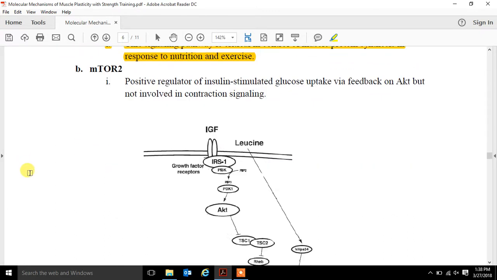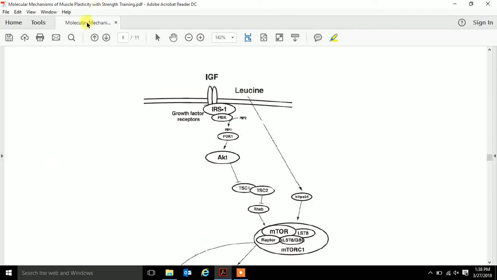So, I like figures and I like pounding them into your head. So here's our insulin growth factor. Here's our growth factor-like receptor. We get our IRS docking. Here's PI3K, gives us PIP2, gives us AKT. AKT inhibits this TSC1, TSC2 complex, so removes the bully. So that allows Rheb to activate mTOR.